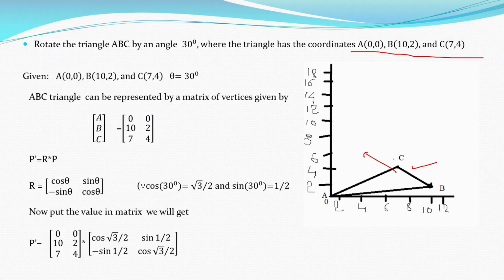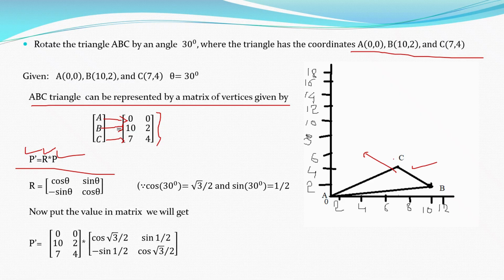So first we have to take the triangle matrix as ABC. For the given ABC, A coordinates are 0, 0, B is 10, 2, C is 7, 4. Right. Now we want to write this down in matrix form. P dash we don't know. We have R, that is the rotation matrix, and P is the given one. Okay. So what is R? Here we are taking a 30 degree angle.